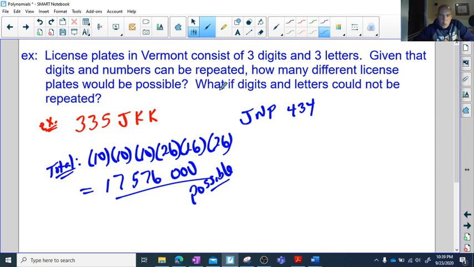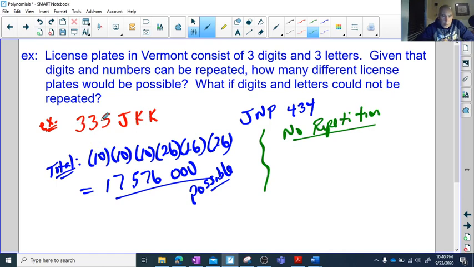Now it says, what if you weren't allowed to repeat letters? So you couldn't have the same letter, like you couldn't have KK and you couldn't have the same number. How would that change things? Well, so I'll just put here, no repetition allowed. Let's think how this would change.